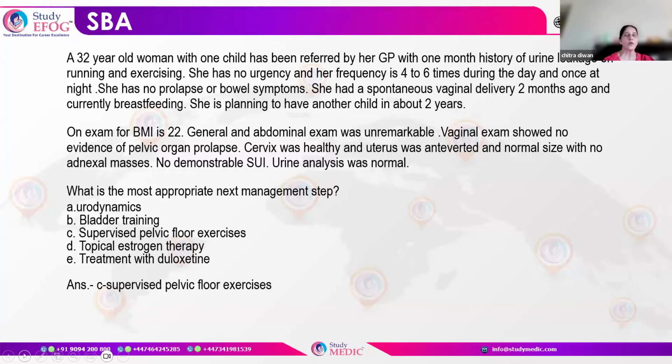Remember, women, those who are young or any woman presenting with urinary incontinence, the first option that you would offer them is conservative measures in the form of supervised pelvic floor exercises. And you would offer surgery only if PFMT doesn't work or the woman has completed her family and the symptom of SUI is really very troublesome.